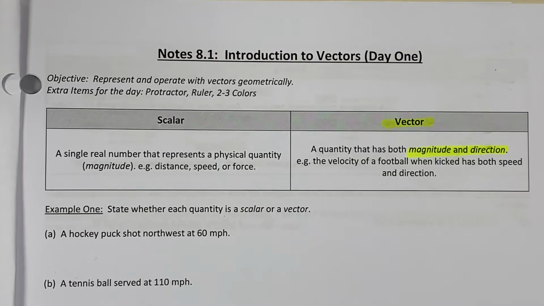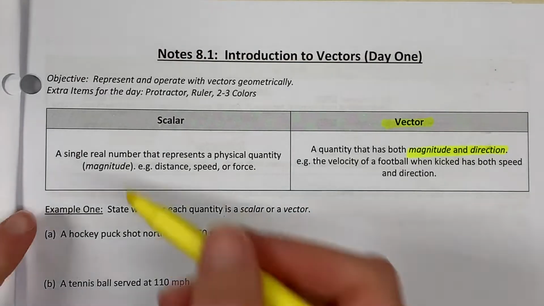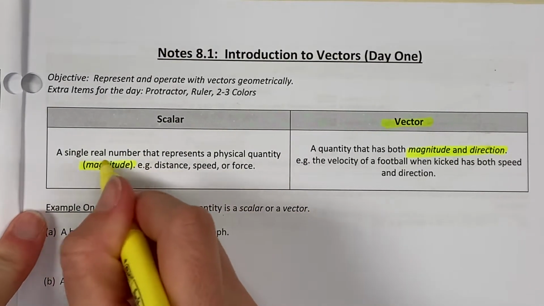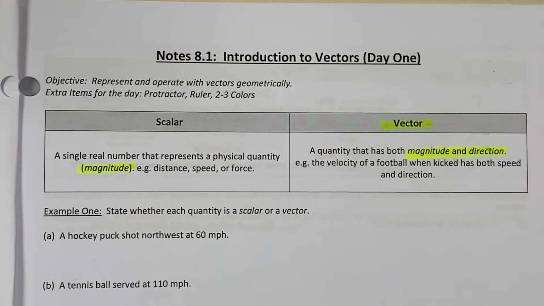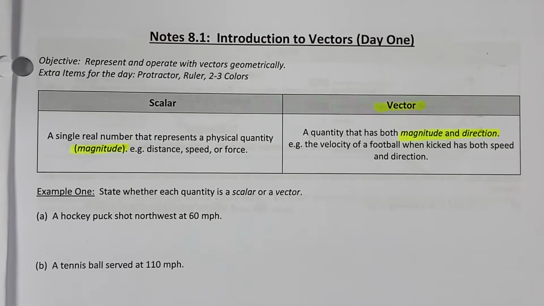Magnitude is also known as a scalar. So it's a single real number that represents a physical quantity. An example of a magnitude could be distance, speed, or force. Now, in example number 1, we are going to state whether each quantity is a scalar or a vector.